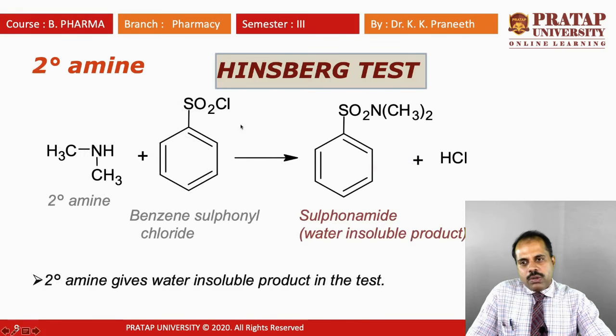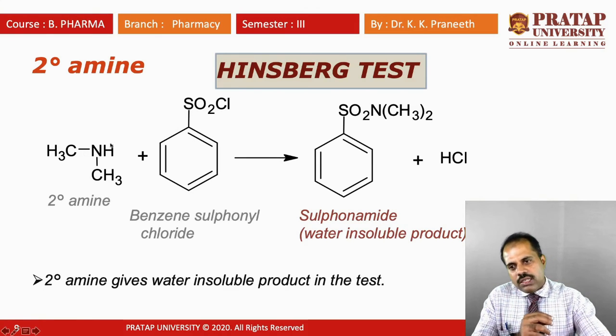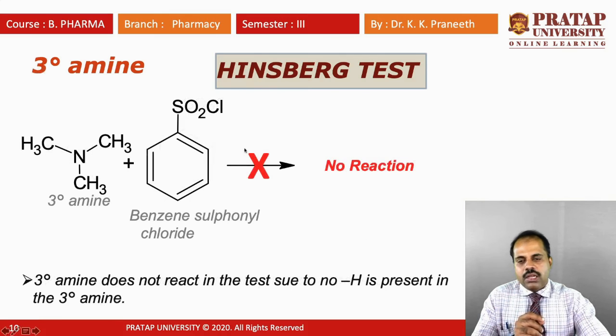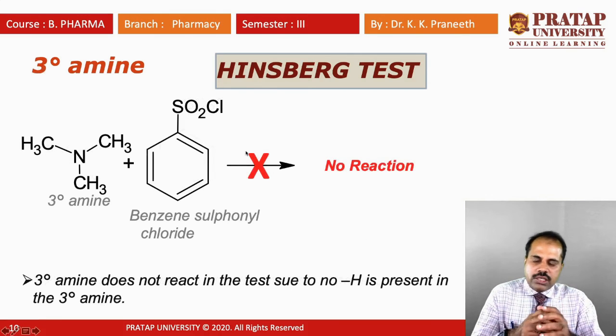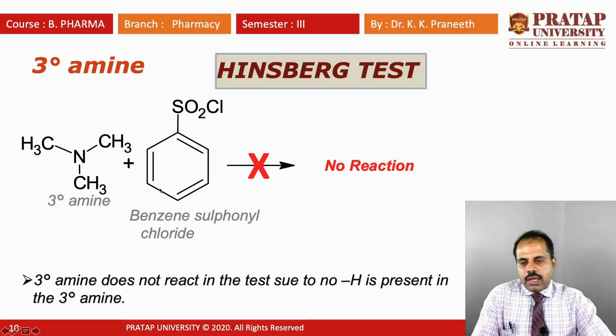Compared to the secondary amine, there is an NH group there. That hydrogen and chloride go away and this group attaches. But in the case of the tertiary amine, there is no possibility of attaching this group to the benzene sulfonyl chloride. So no sulfonamide formation, because there is no hydrogen in the tertiary amine. This is the reason for no reaction.